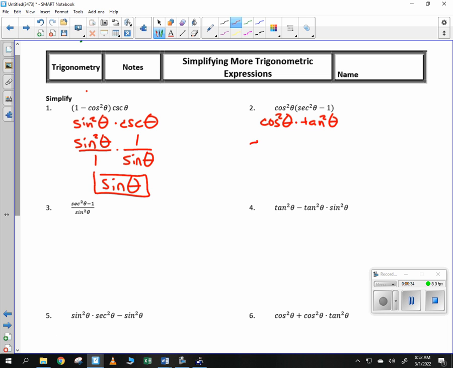Okay, now I rewrite it in terms of sine and cosine. What happens? Cosine squareds cancel. You get sine squared.